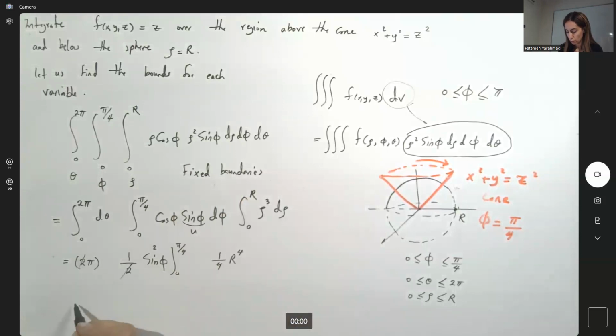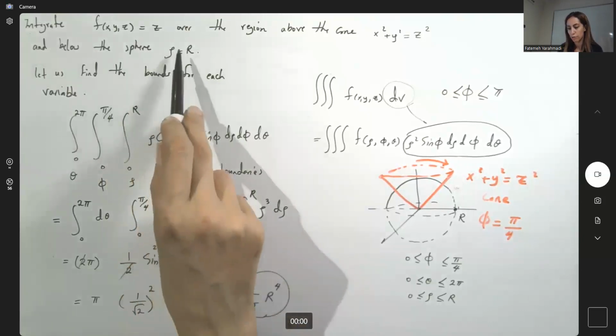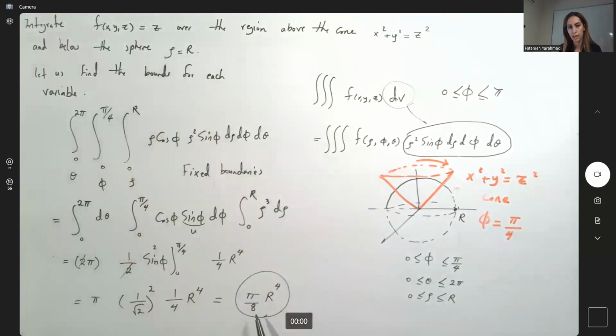So you can cancel out 2 and 2, so you have pi, and the sine of pi over 4 is 1 over square root of 2. It has exponent 2, multiplied by 1/4 r to the 4. This guy becomes pi over 8 r to the 4. So as long as you have a value for r, you can plug that in and find the actual triple integral.